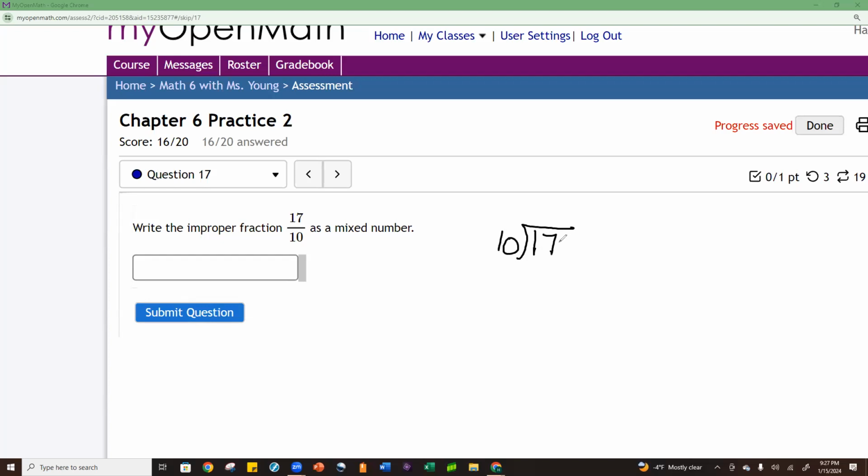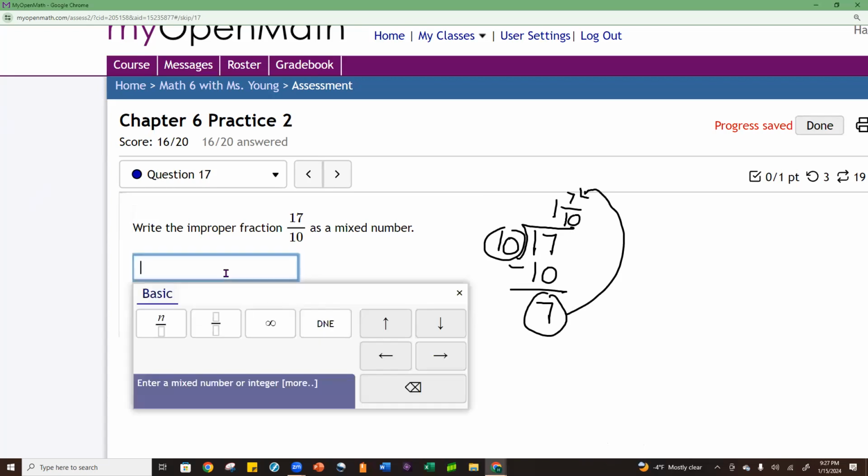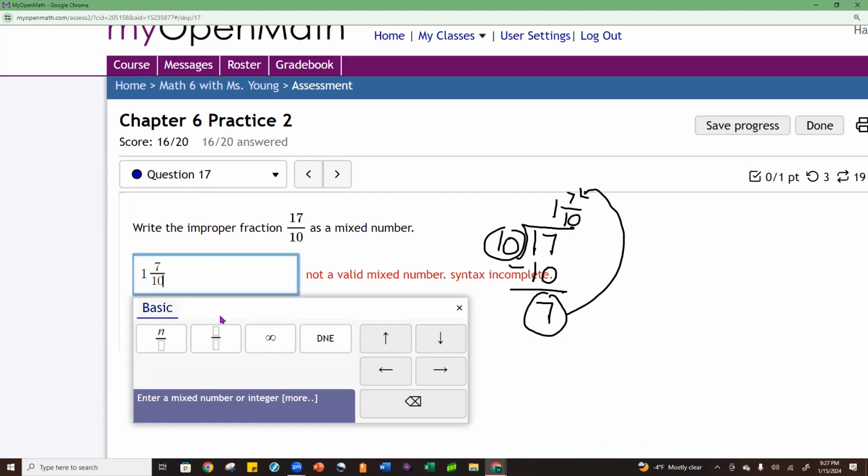So I say, how many 10s go into 17? Just 1. 1 times 10. Subtract. My remainder becomes my numerator. My denominator is the number I was dividing by, my divisor. So I have 1 7/10. And my mouse is stuck. Sorry about that. I have 1 7/10.